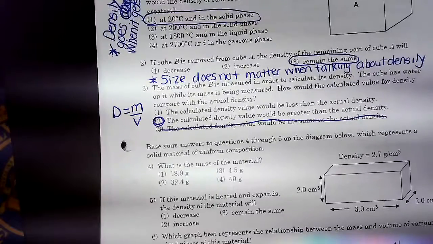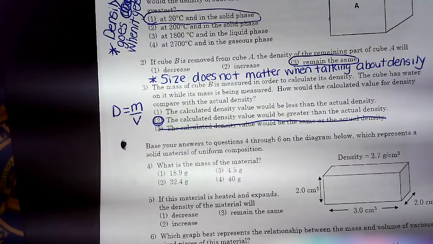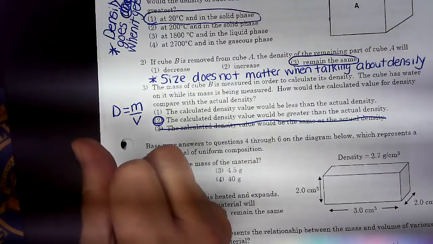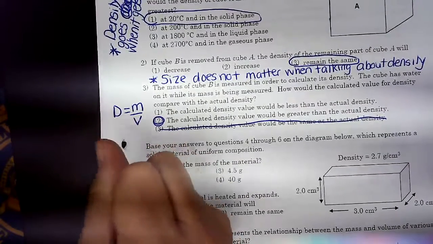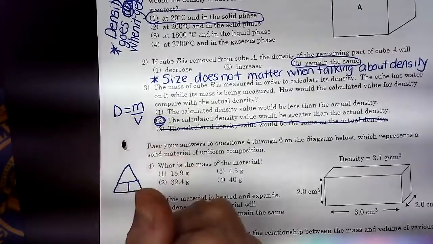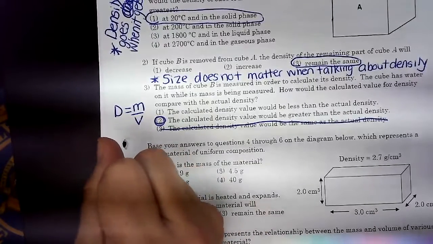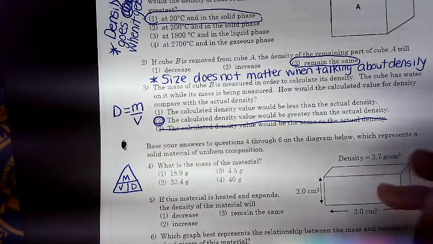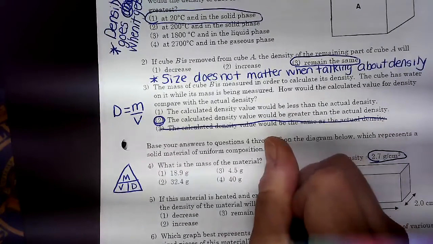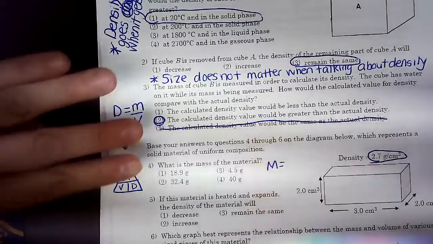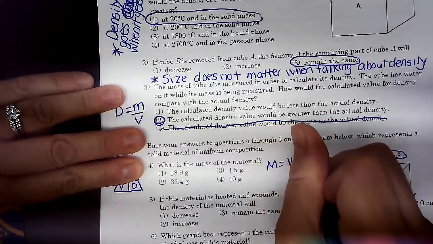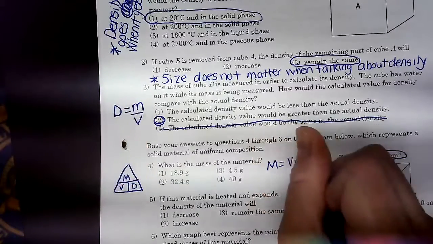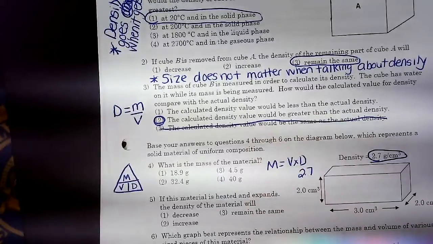Base your answers to questions 4 through 6 on the diagram below, which represents a solid material of uniform composition. What is the mass? So again, you need to remember the magic triangle. What goes on top? M is on top for the magic triangle. And then it doesn't matter where V and D go, so I just switch this around, but M is the only one on top. So they give us the density. If we're doing mass, we cover up the M, you're left with V next to D.